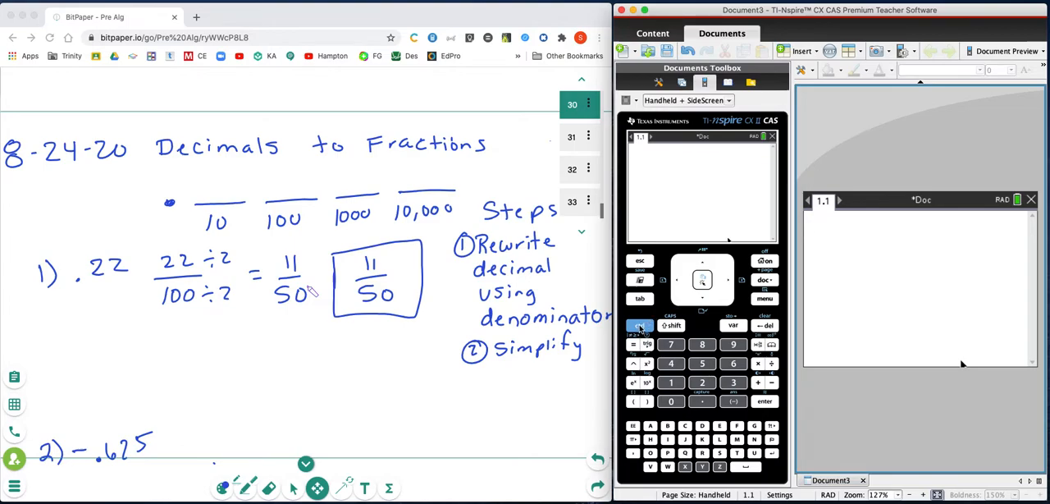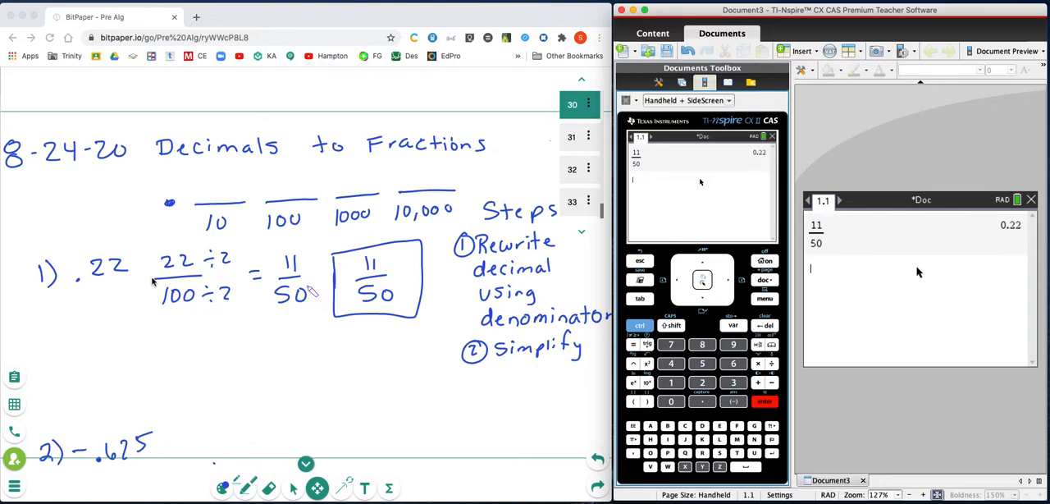Now we're going to come over to our calculator and we're going to check it. So we're going to do Control, Divide, 11, arrow, 50, Control, Enter. And you'll notice that our decimal over here, 0.22, is the same as our decimal that we started with, so we have our equivalent fraction.